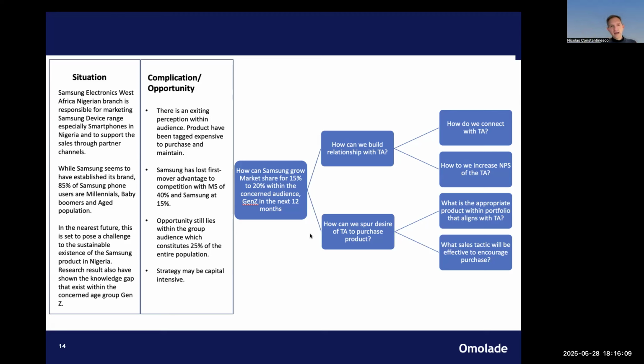The situation and complication, I think, is a little bit chaotic. I think you could use a bit better structure. Overall, I get it, right? The big picture, we get it, which is that Samsung has great brand presence and recognition with the older generations, but once we get to Gen Z, it plummets, and that's not good.